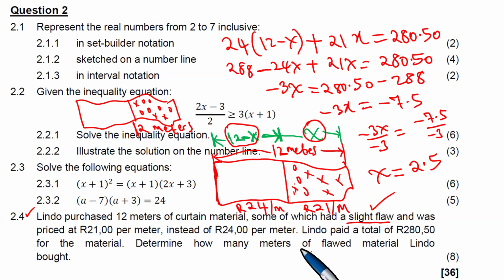Determine how many meters of the flawed material. So it means that the flawed material, the one that is having some holes in it, we called it X. And therefore, it must be exactly what? 2.5 meters. And then what is the good one?